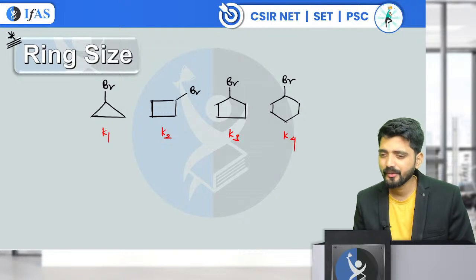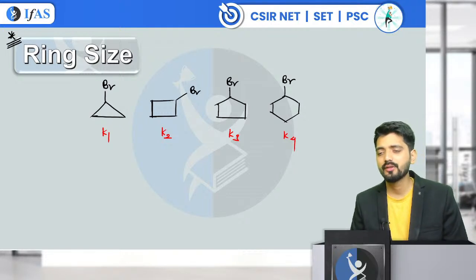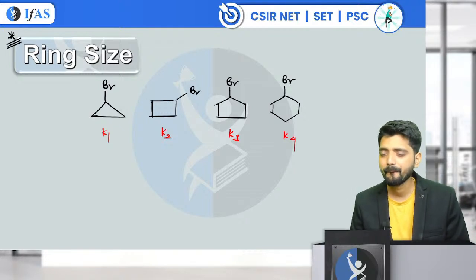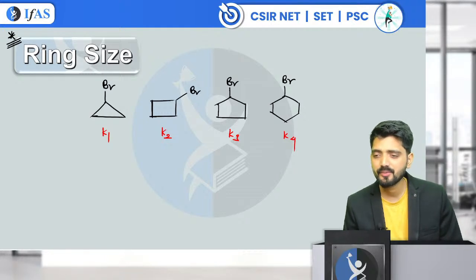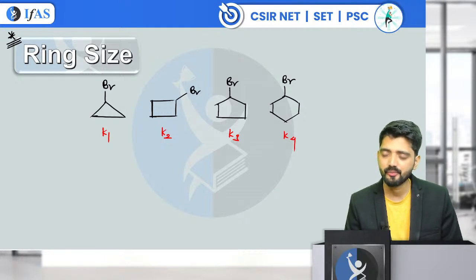A lot of answers coming: 3 4 2 1. Very good. Yes, a 5-membered ring exists in an envelope shape. 100% correct.